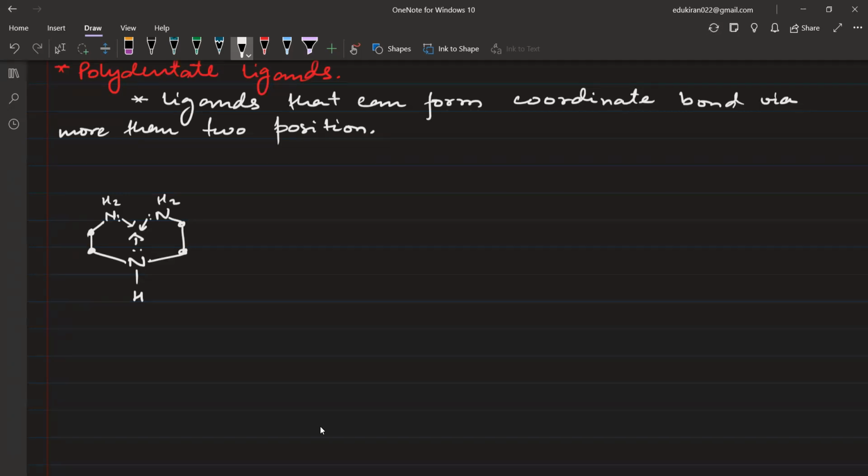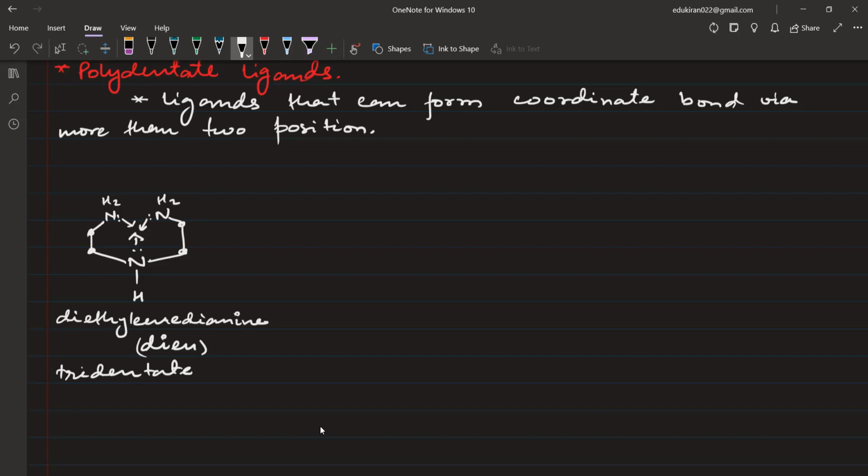Please write diethylene diamine. Its formula is DIEN. And this is what? Tridentate. It has 3 atoms.